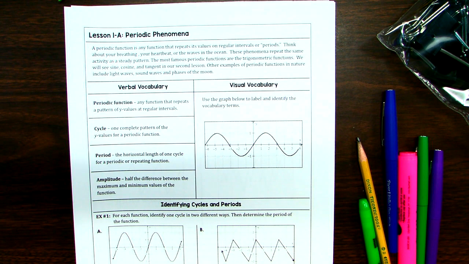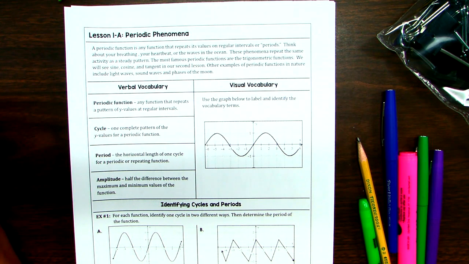Let me read to you. We're starting out with periodic phenomena, which is plural for phenomenon. A periodic function is any function that repeats its values on regular intervals or periods. Okay? So think about your breathing, your heartbeat, or the waves in the ocean. These phenomena repeat the same activity at a steady pattern. Breathe in, breathe out. That's one period. Breathe in, breathe out. Okay? The same repetition. The most famous periodic functions are the trigonometric functions.